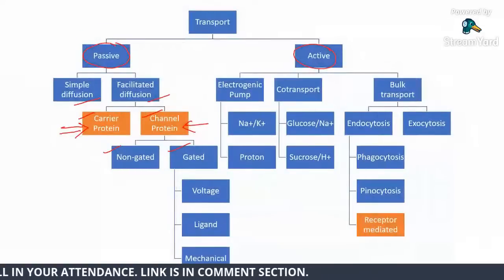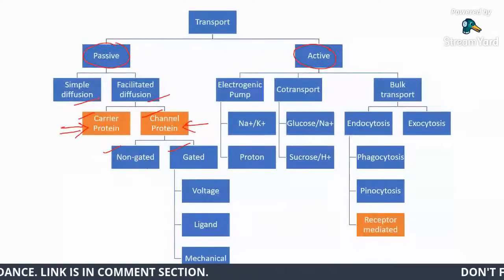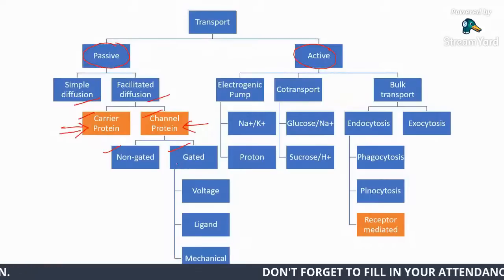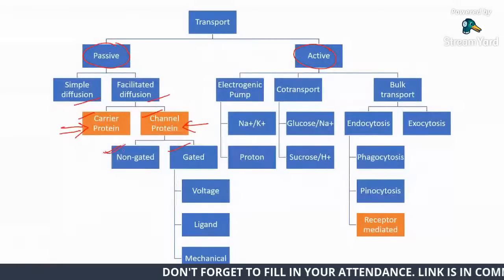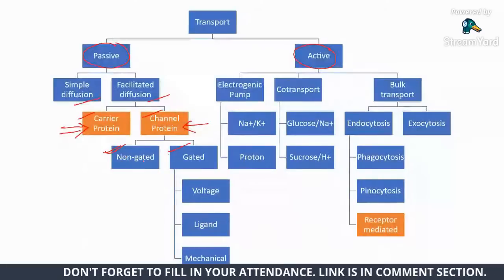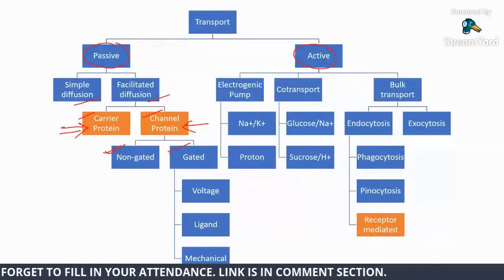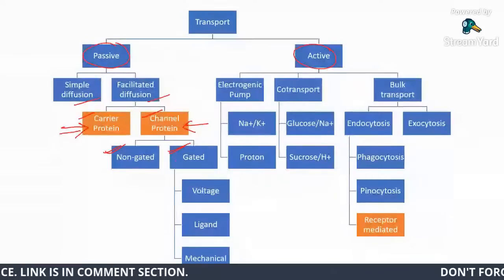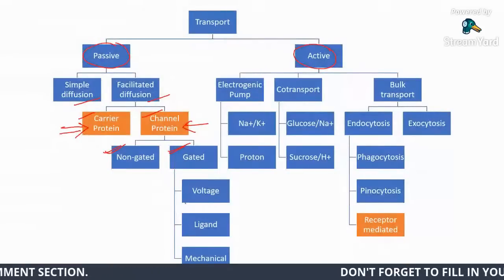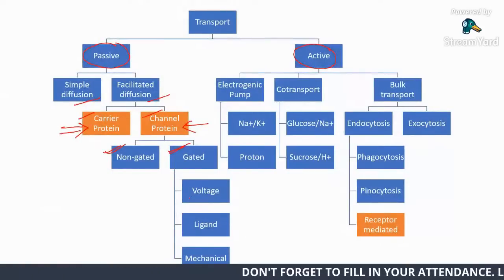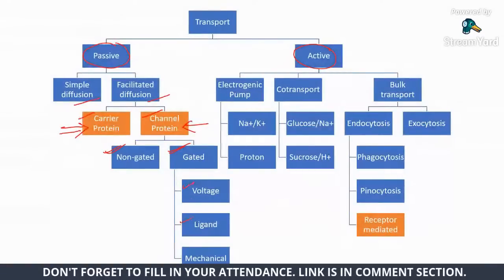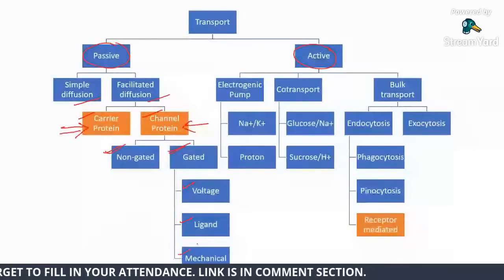So in this case, channel protein, some have a gate, some do not have a gate, right? The non-gated channel protein is always open. However, for the gated channel protein, in order for you to open the gate, you need to have the correct key. The correct key here is the stimulus. So we can have voltage as the stimulus, ligand or mechanical as the stimulus, right?